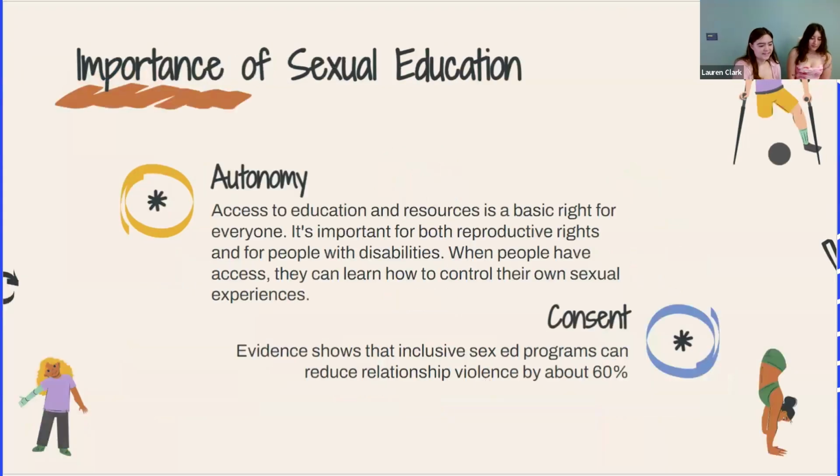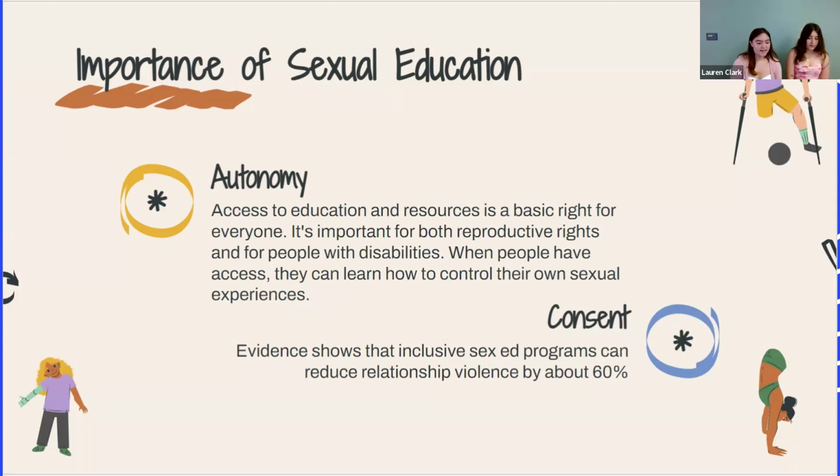Okay, so why is sexual education important? Two of the main reasons that we're going to talk about are autonomy and consent. So to start, autonomy means freedom for everyone to make their own choices with their bodies, and access to education and resources is a basic right for everyone. It's important for both reproductive rights and for people with disabilities. When people have access, they can learn how to control their own sexual experiences, and that's what autonomy is all about.